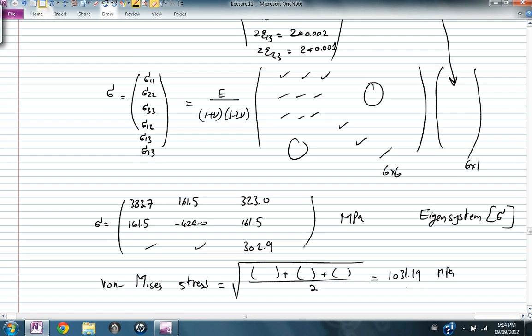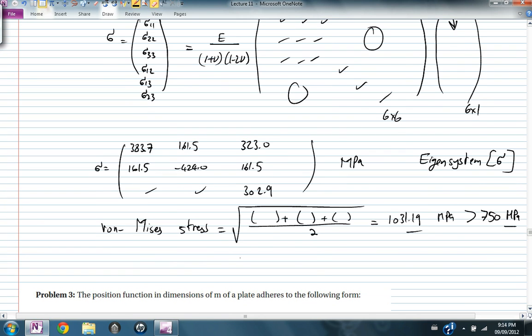So what does this tell us? This is much bigger than the maximum, which means that this state of strain is not possible, because it predicts a stress that is higher than the maximum. It predicts a von Mises stress that is higher than the maximum stress that the material can actually take.